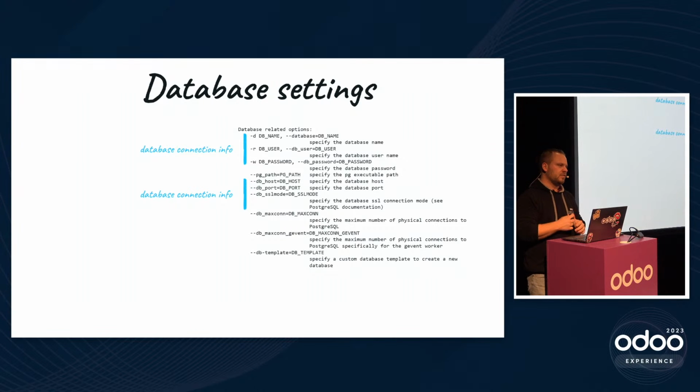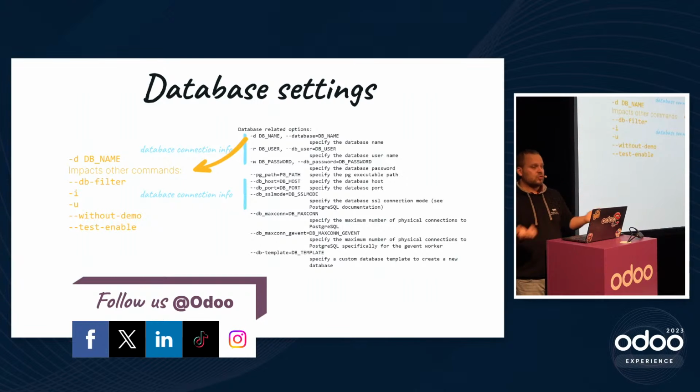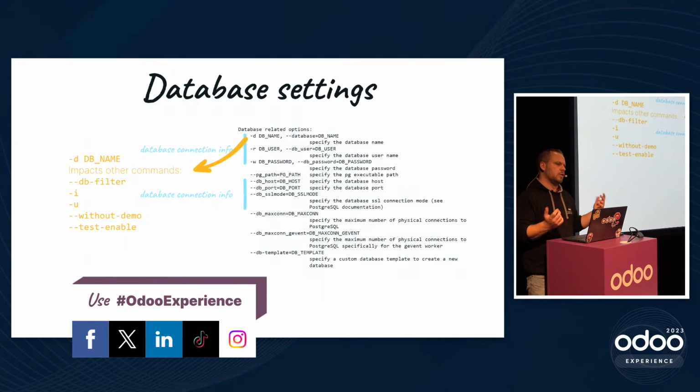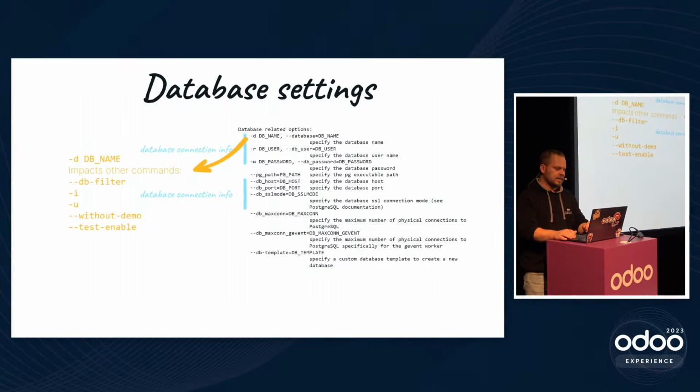So you can specify the user and password to use to connect to the cluster if you're not using a local connection via socket. You can also specify a single database to work on, which is quite important for other commands as well. So if you want to update, install modules, disable demo data, enable tests, you will, of course, need to specify on which database the test should run, the module should be installed. You cannot install a module on a whole cluster at once. You have to do it database by database.